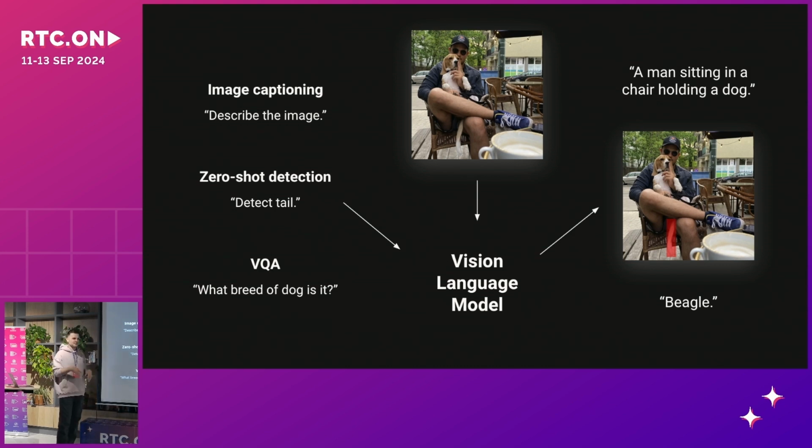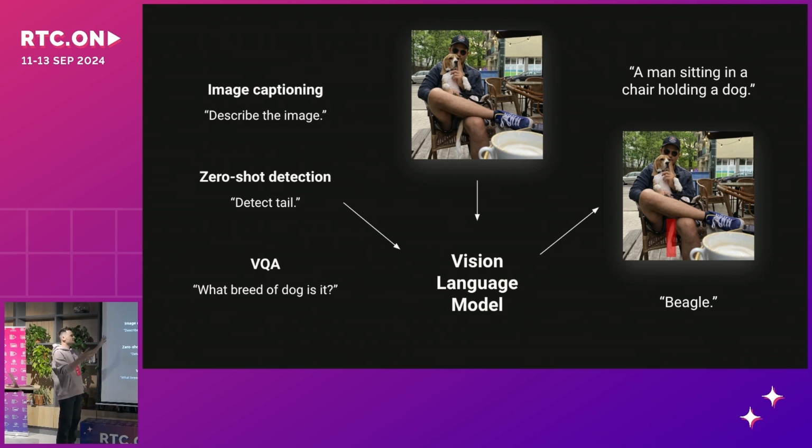So many of you heard about captioning of an image. That's a task for a vision language model. Zero-shot detection. For example, here is the outcome of one of the models. I hope that I will have time to show you that model live. But I asked for the tail of my dog, which is kind of an obscure object. It's not a person, it's not a car, it's a tail. And it managed to successfully detect that. And you can ask questions about images. You can, for example, ask what breed of dog it is, and it's a beagle. Very similar to what we did with Clip, but executed in a completely different way.